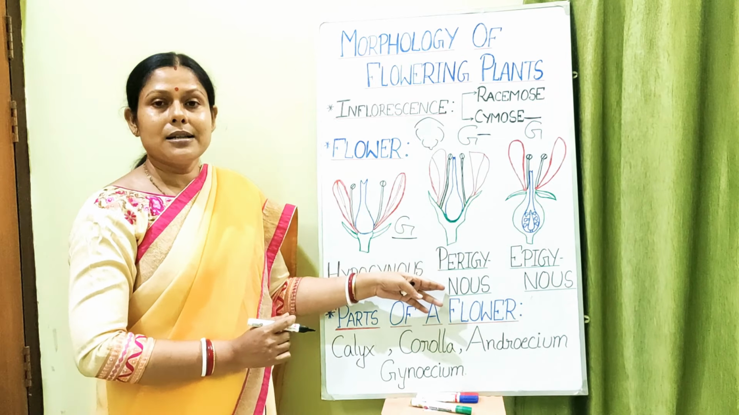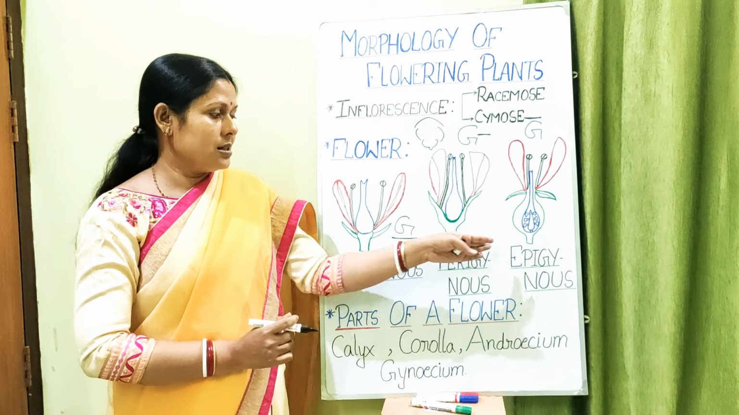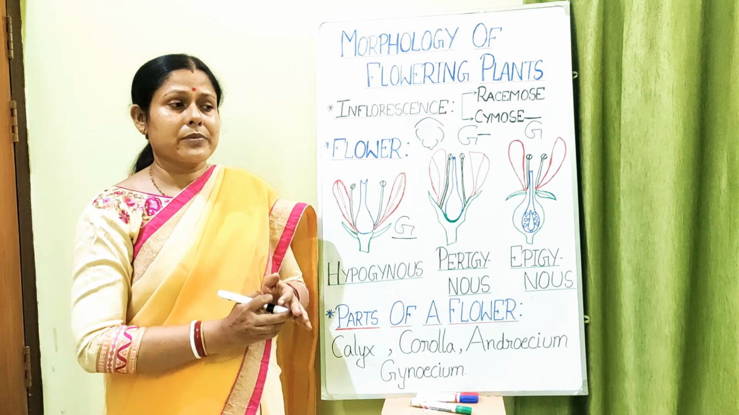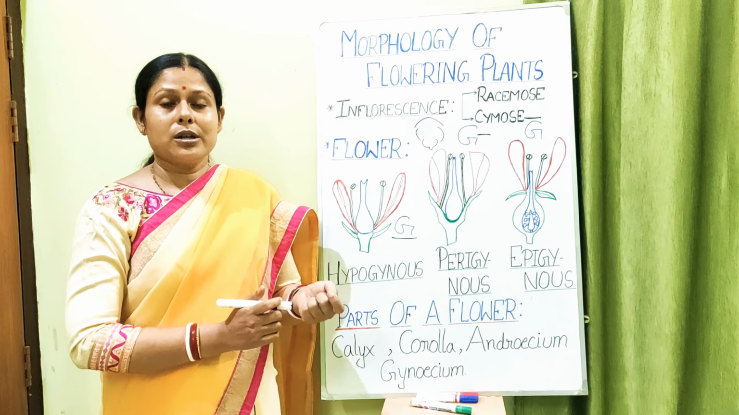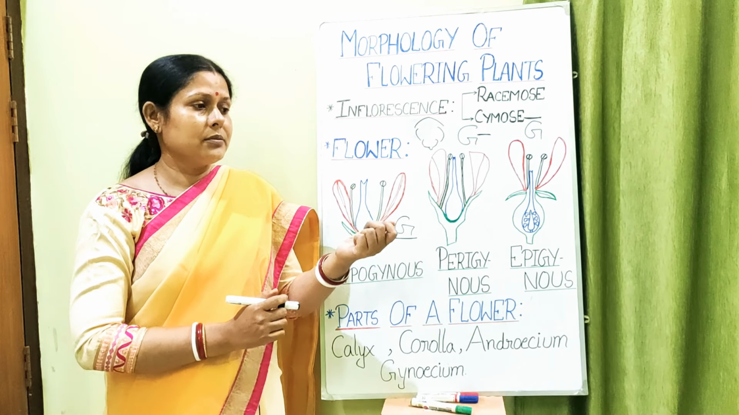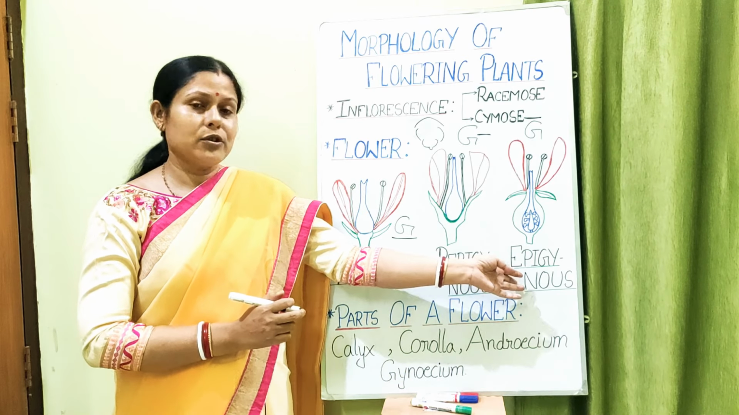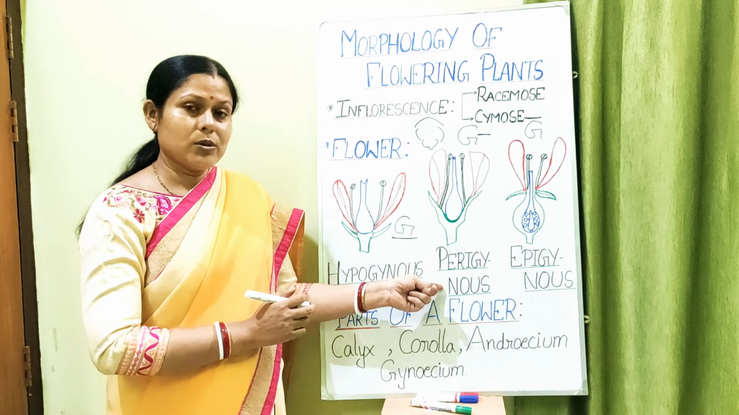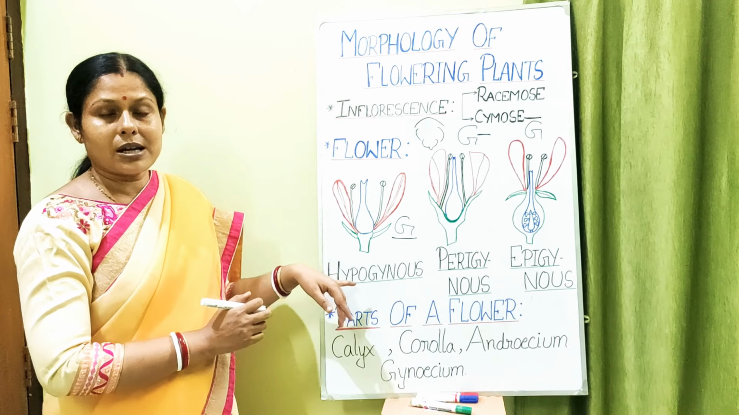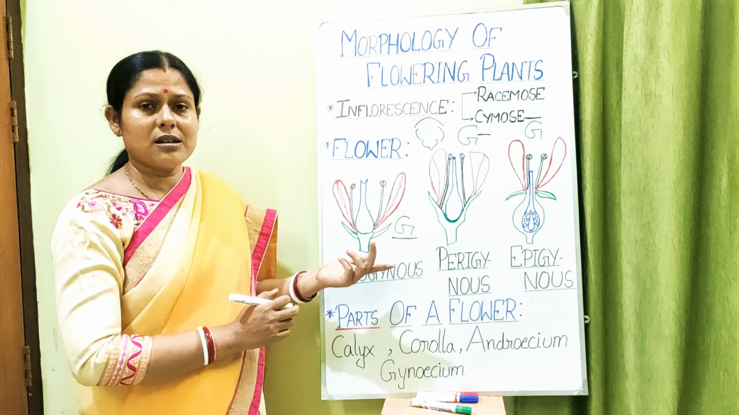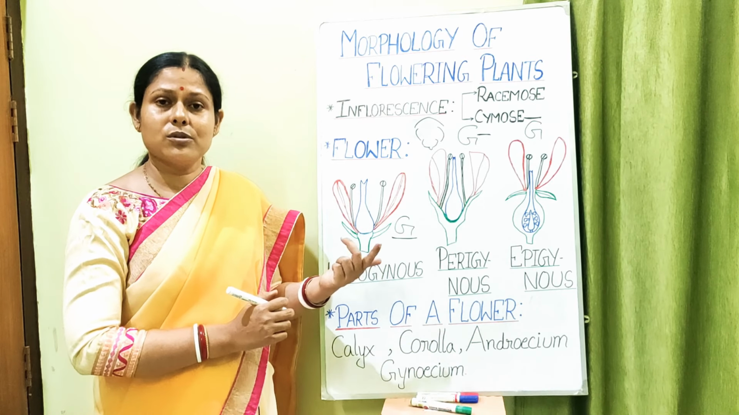In perigynous, as an example you can write rose. In the case of epigynous flowers you can write cucumber, bottle gourd and pumpkin. These are examples of epigynous flowers. And for this one, I told you rose, and for hypogynous you can write chili, brinjal, tomato, China rose. Many more are there in your books as examples, you can memorize them.